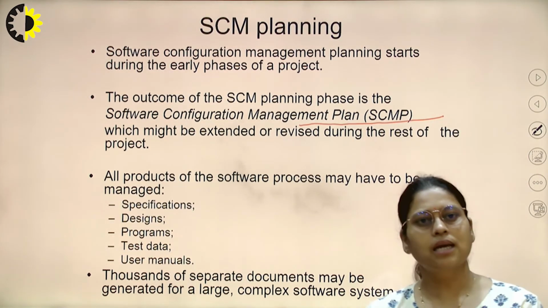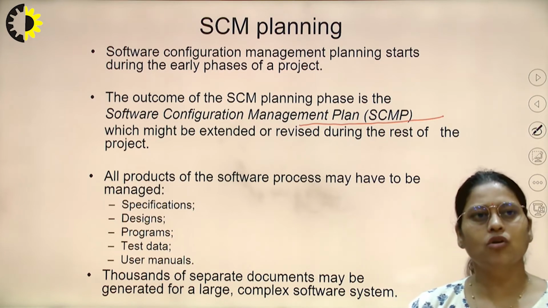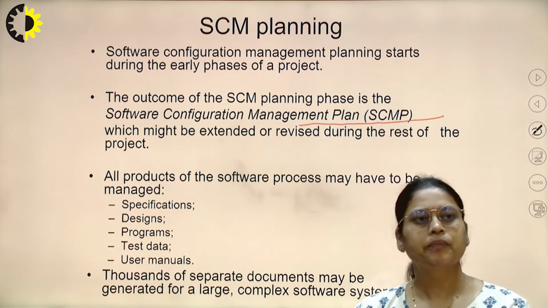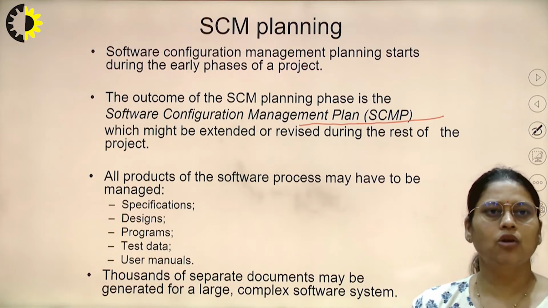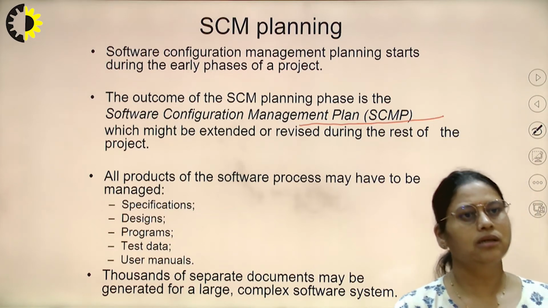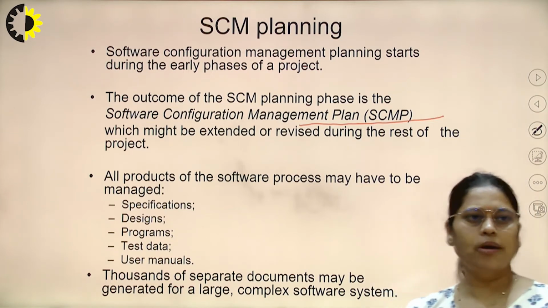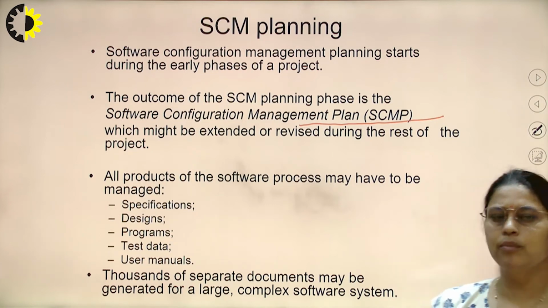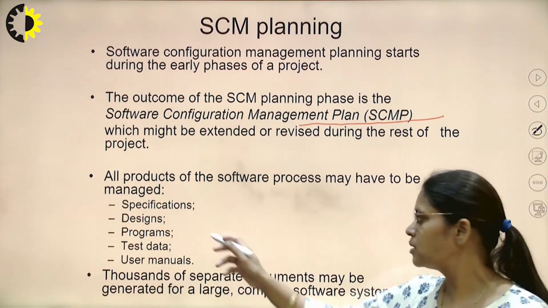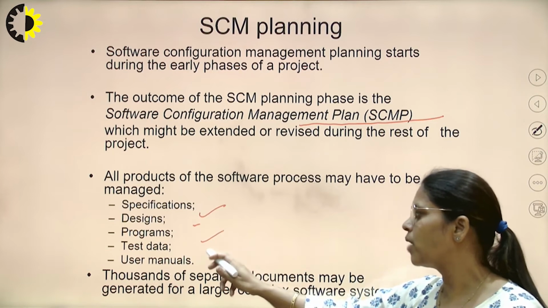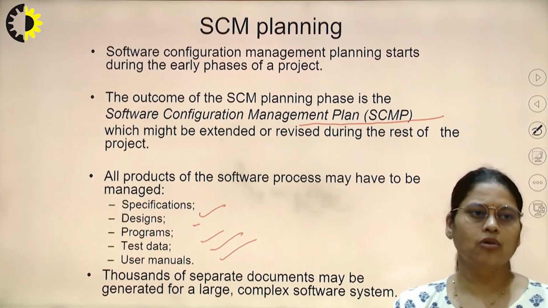So these plans are called SCMP, that is a software configuration management plan, which might be extended or revised during the rest of the project. And all the products of the software process may have to be managed. We may manage the specification part, designing part, programming part, test data part, or user manual part.